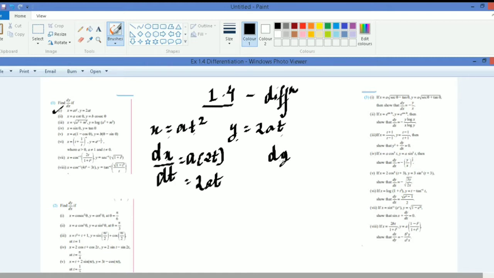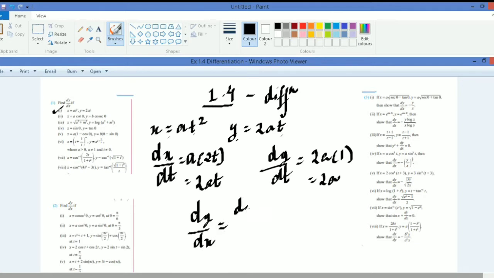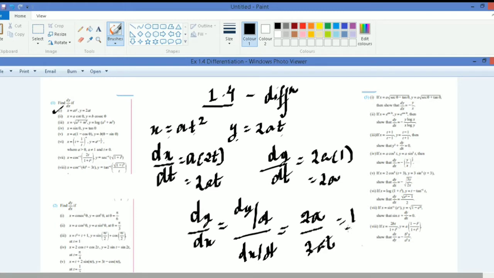Similarly, we differentiate y with respect to t. We get dy by dt is equal to 2a, as the derivative of t is 1. Now once you have your dy by dt and dx by dt, it's pretty simple. The parametric form says that dy by dx is equal to dy by dt upon dx by dt. So dy by dt, which is 2a, upon dx by dt, which is 2at. We cut the 2a, and we get 1 upon t.